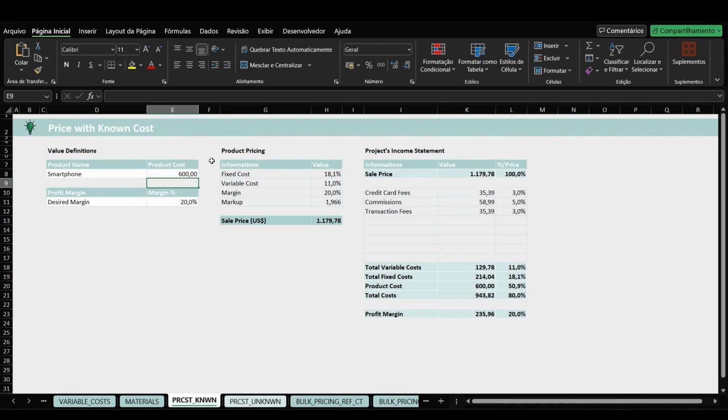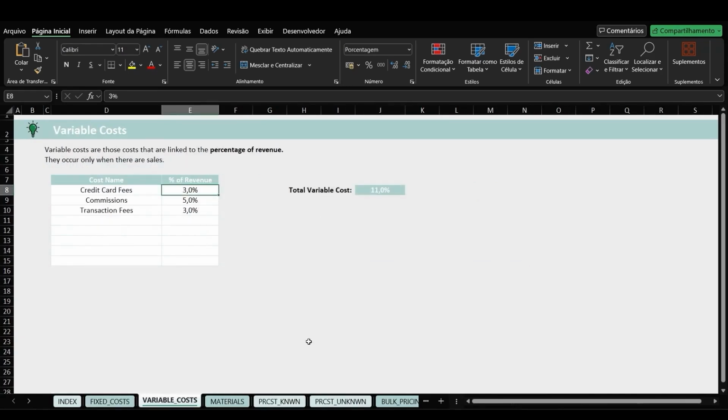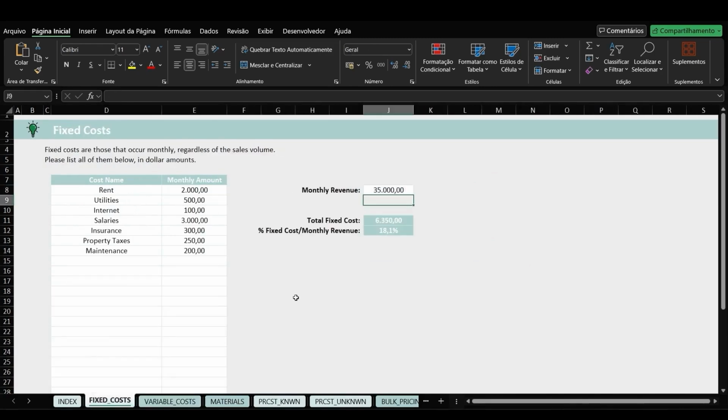These are costs that aren't directly tied to the goods you're selling, but they weigh on your business and should therefore be included in the price. To input this data, we have two tabs here in the spreadsheet. We have the Fixed Costs tab, which is the one you're seeing, and we also have this other one, which is the Variable Costs tab. Now I'm going to show you how to input the data in each of them.